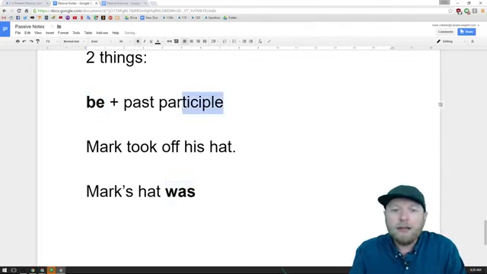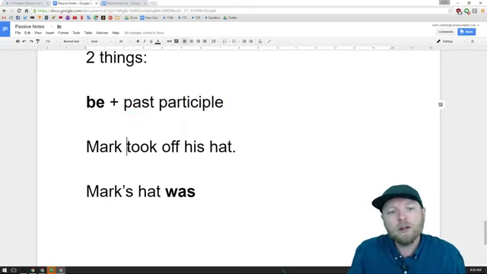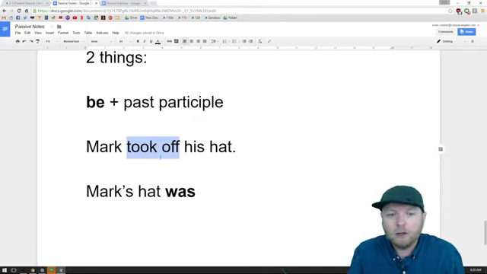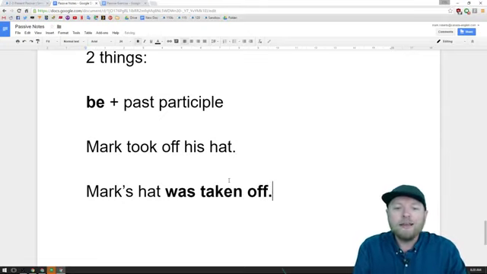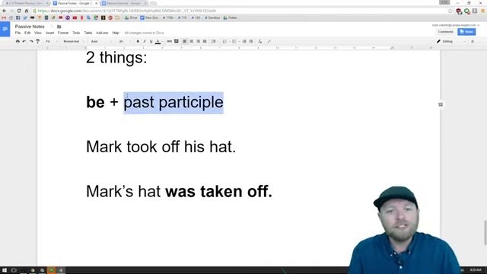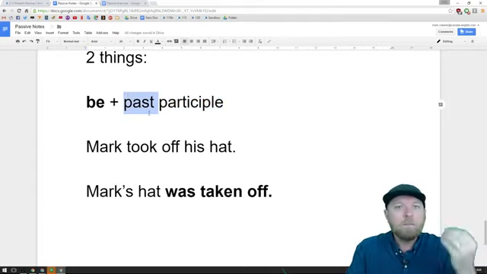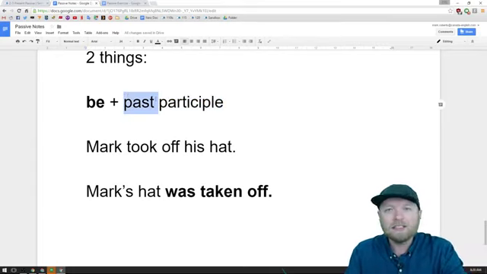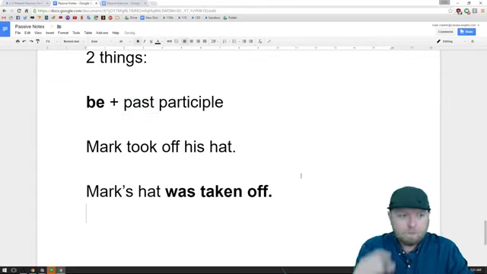And then we have the past participle of the main verb. What is the past participle of take off? Well, you guys probably know that. Taken off. Easy, right? Now, guys, a lot of students think past participle, look at the name, past, they think this means it's always past. No.